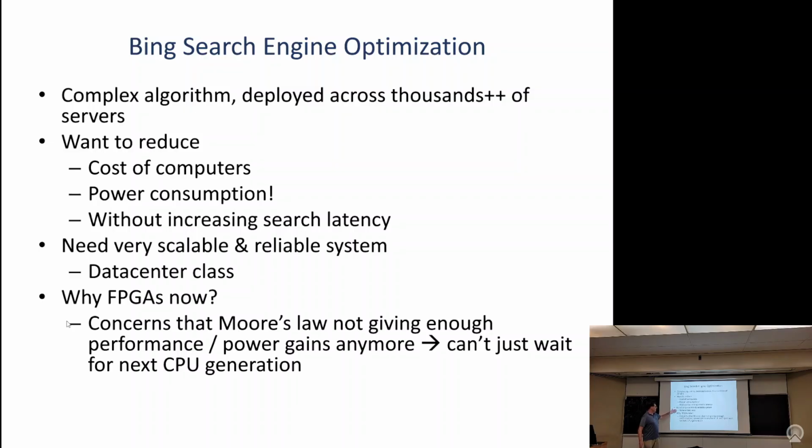They need a really scalable and reliable system, what they call data center class. So it's not okay for a data center to go down. They have a reliability constraint that's much higher than most systems.